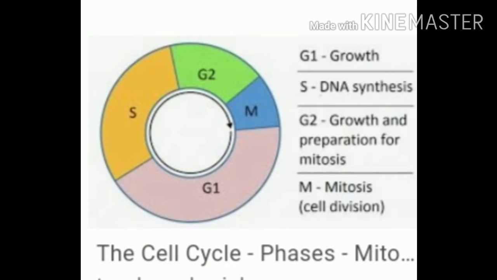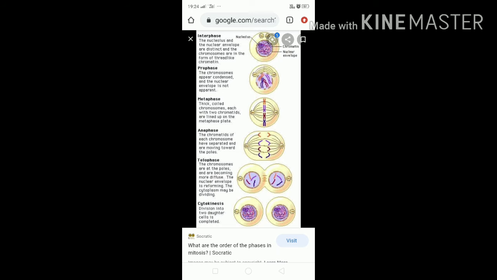Now this is the structure of the cell cycle. There are four phases. G1 phase, in which growth takes place. S phase, in which there is DNA synthesis. G2 phase, growth and preparation for mitosis. And in the M phase, mitosis, that is cell division, takes place. The stages of mitosis are of two types: karyokinesis and cytokinesis. In karyokinesis, nuclear division takes place.